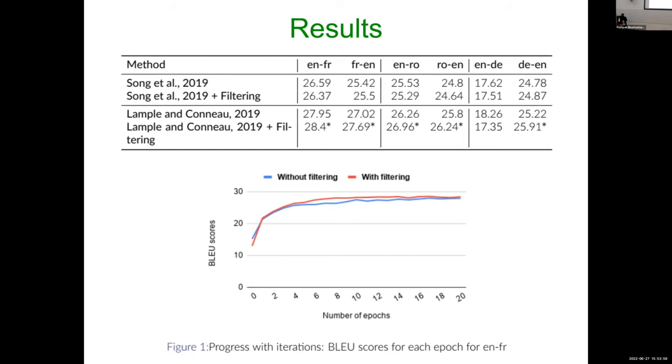Even if it is by a small amount, it was an indication that here is a technique which can help in unsupervised neural machine translation. So this was based on the fact that the BLEU score coming from the reference translation was integrated into the loss function.